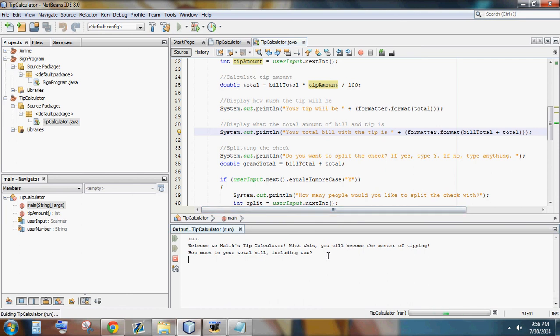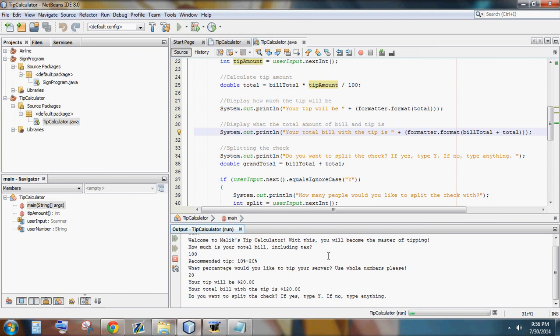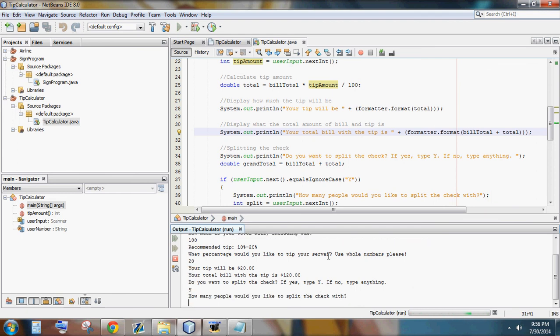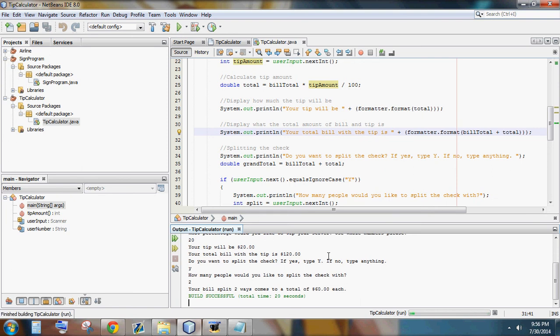Let's do an example. Okay, how much is your total bill? Let's do my other example, 100. What percentage do you want to tip your server? Let's do 20% like before. So your total bill with tip is $120. Do you want to split the check? Sure. Split the check between two people? We're rich. $60 per person.